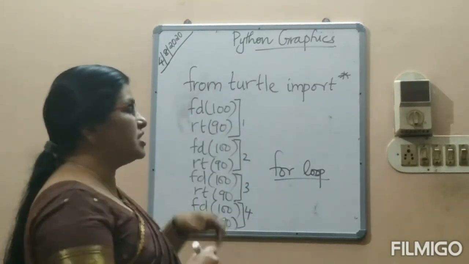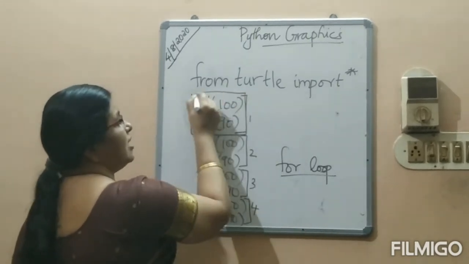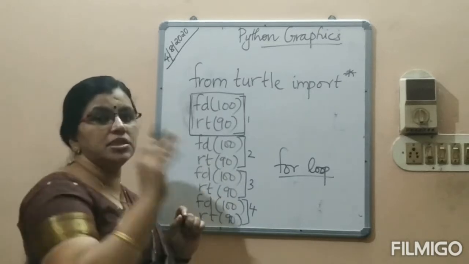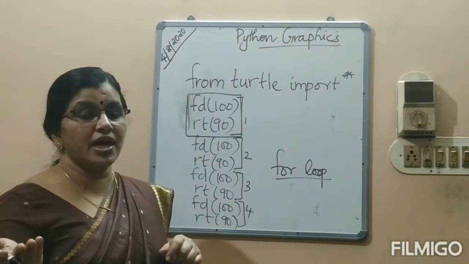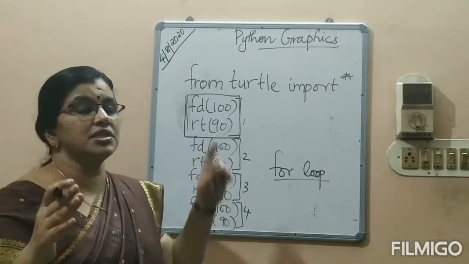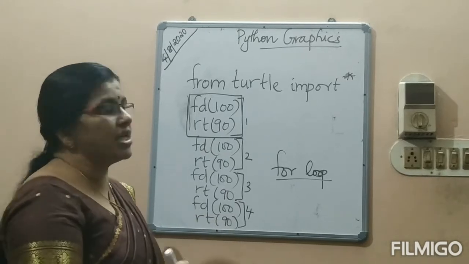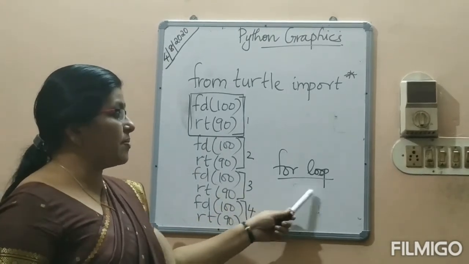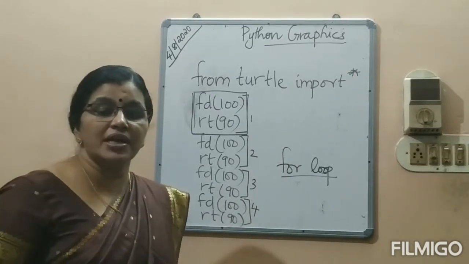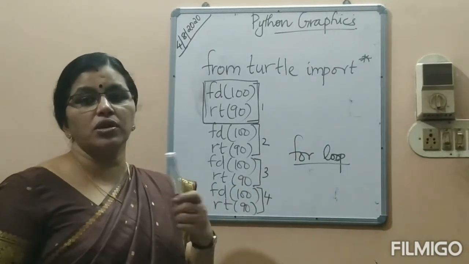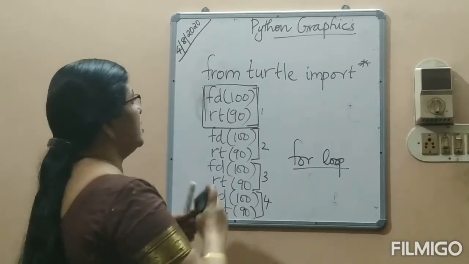Which is the command which is repeating? FD 100 RT 90. How many times? 4 times. Square has 4 sides. So 4 times the same command is repeated. So how will you reduce that command? We can reduce the command using which loop? For loop. Today we will be learning how to write the for loop to draw a square.